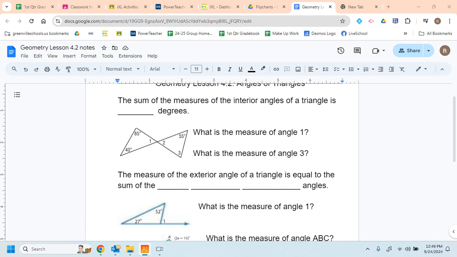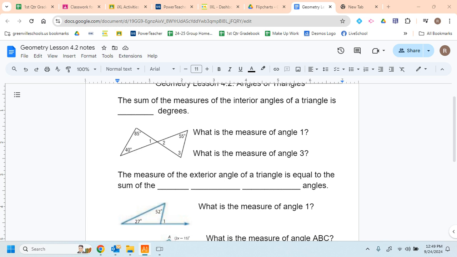So what's the measure of angle 1? Well, the two remote ones, so we know that it's not this one. That's the adjacent one. So it'd be 27 plus 52, which is 79. So the measure of angle 1 is 79 degrees.